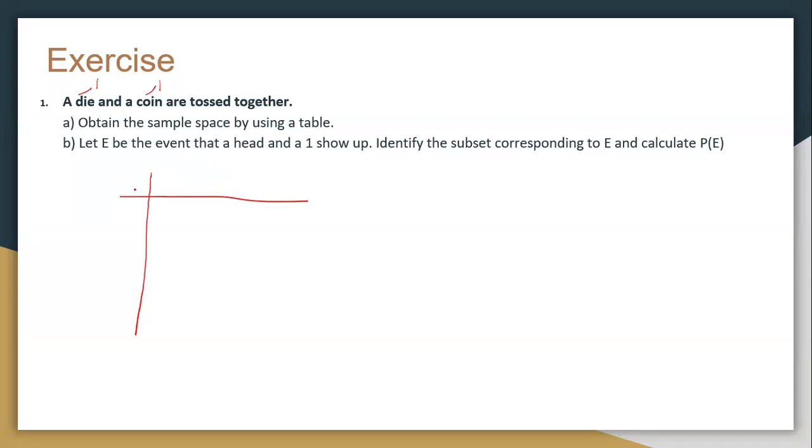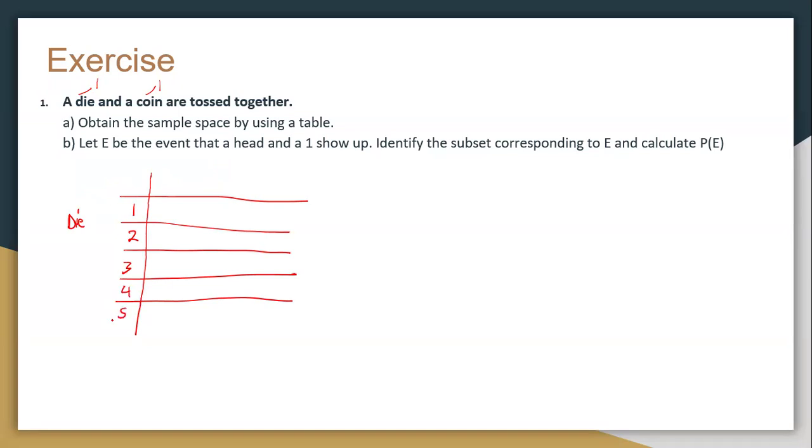So I expect that in our sample space, this side is where I'm going to have my die. It can show a 1, a 2, a 3, a 4, a 5, and then a 6. But we know that a coin has 2 possible sides, it can have a head and it can have a tail. So that is the sample space when it comes to the coin.